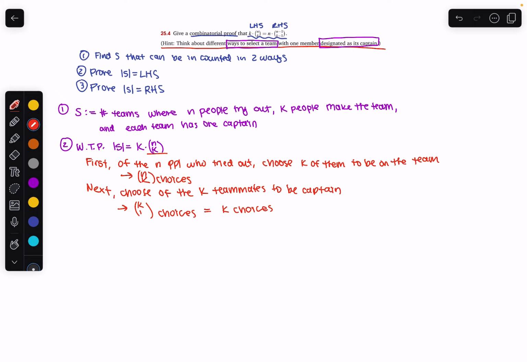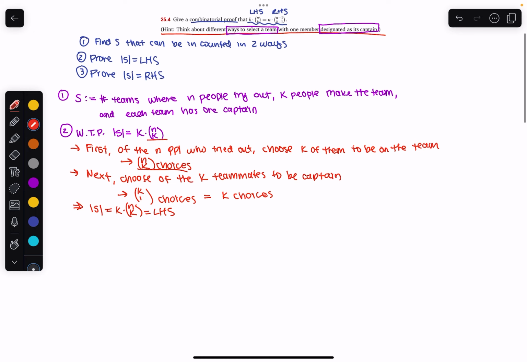And here we have described this decision process. So we have two decisions, and no matter what choice we make, which person we decide to let on the team, we know that in the first step there's n choose k choices, and in the second step there's k choices. So that hints to me that we can use the multiplication rule, and we just multiply these two things together. So that tells us, maybe this is our big therefore: the size of S is equal to k times n choose k, which is equal to our left-hand side.